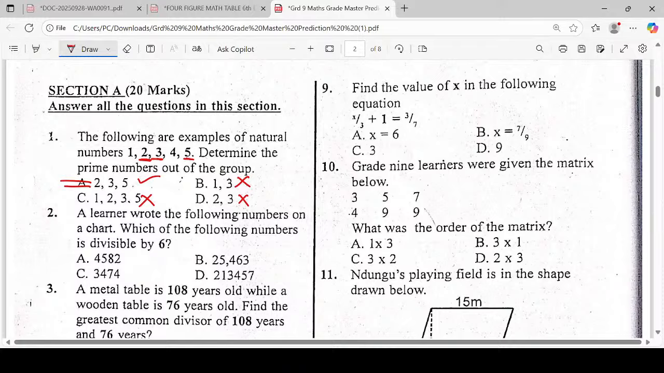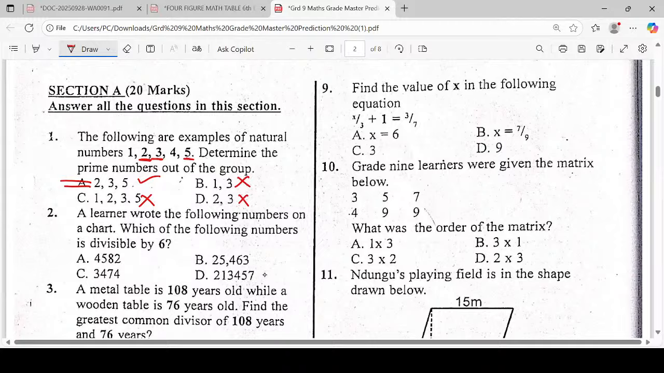Question number 2. A learner wrote the following numbers on a chart. Which of the following numbers is divisible by 6? You've learned about the divisibility test of numbers. When do you say a number is divisible by 6? A number is divisible by 6 if it is divisible by both 2 and 3.